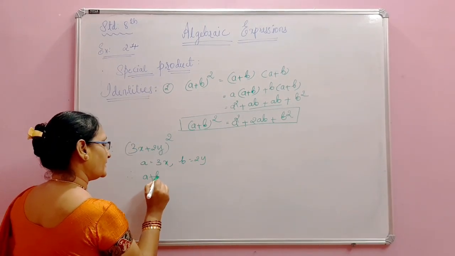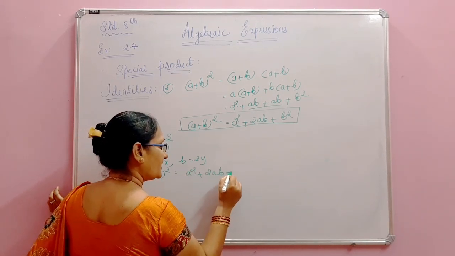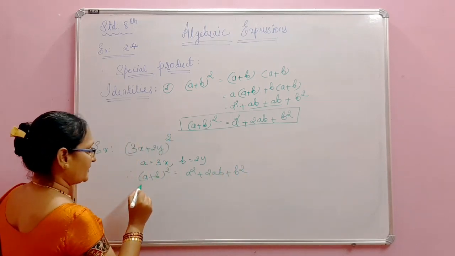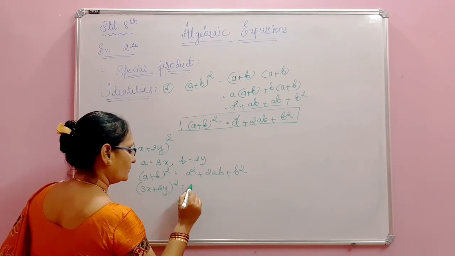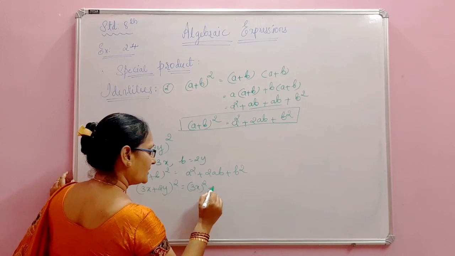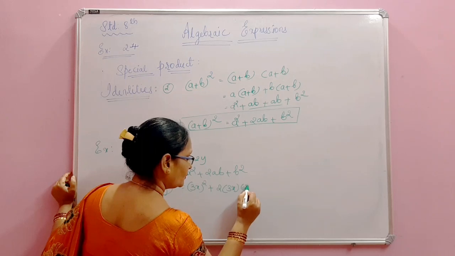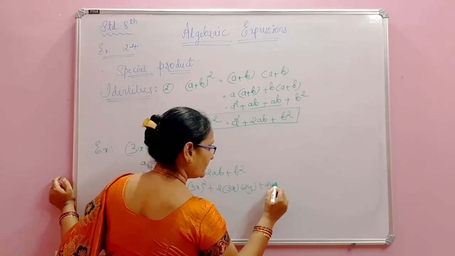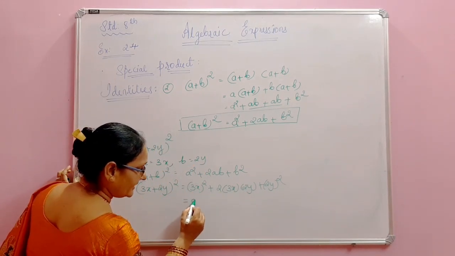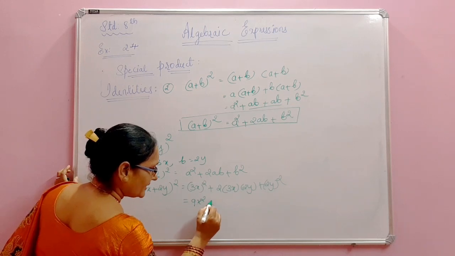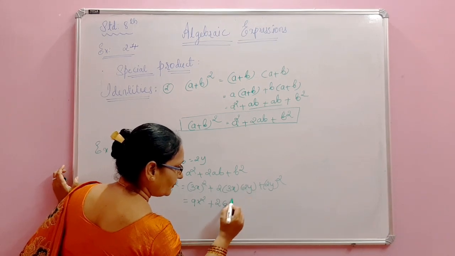Therefore, (a + b)² is equal to a² plus 2ab plus b². In place of a: (3x + 2y)² is equal to (3x)² plus 2 into bracket, what is a? 3x. What is b? 2y, plus (2y)². Now (3x)² means 3² is 9, x² means x², plus, now 2 you keep as it is, 3 twos are 6, x into y, xy.